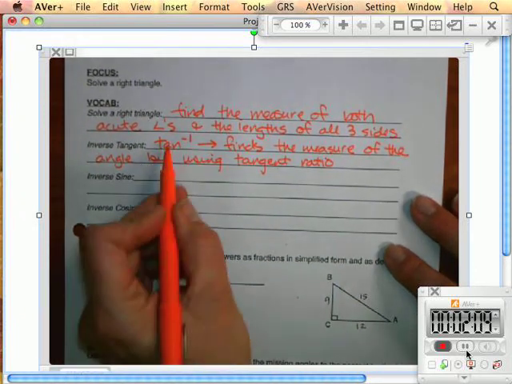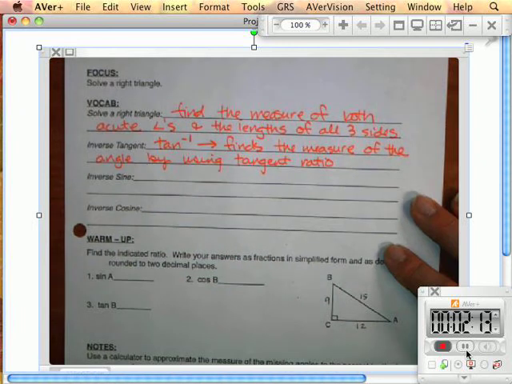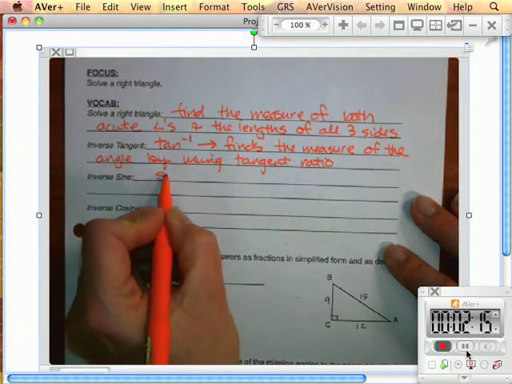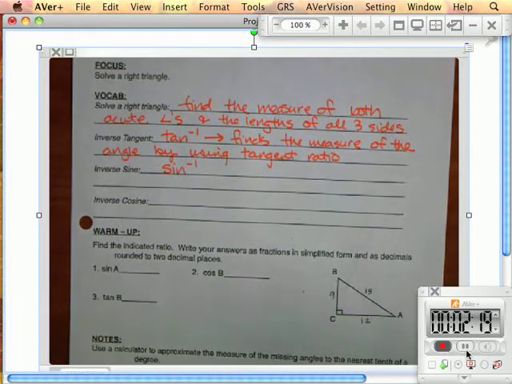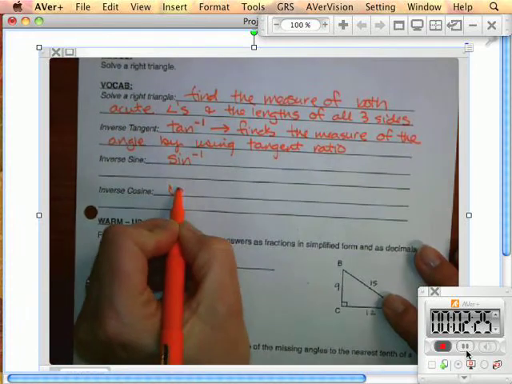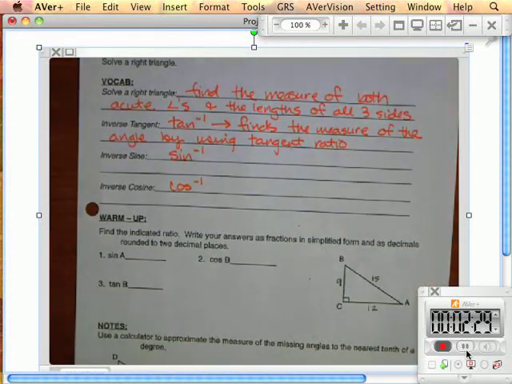So this is how it's denoted. Tangent inverse: you use the tangent ratio to find the angle measure. Sine inverse looks like that. That just means you'd use the sine ratio to find the angle measure. And cosine inverse. All it is, is finding how big the angle is, how many degrees, using the ratios.